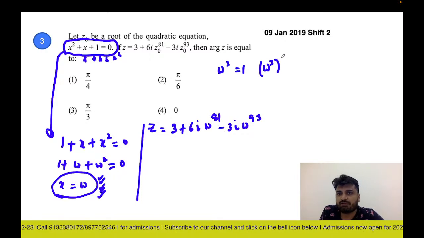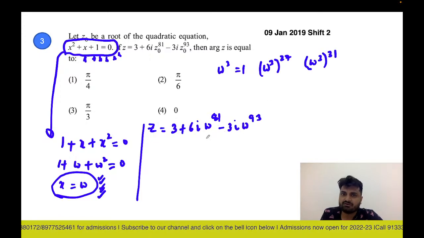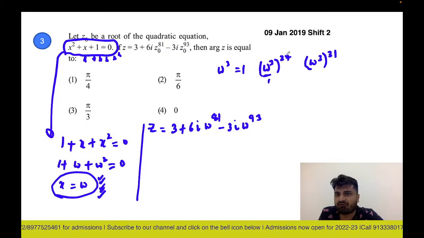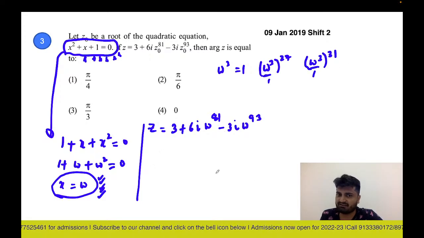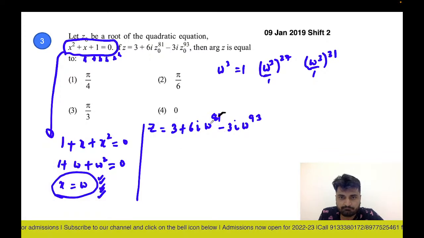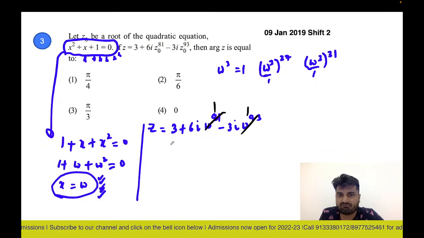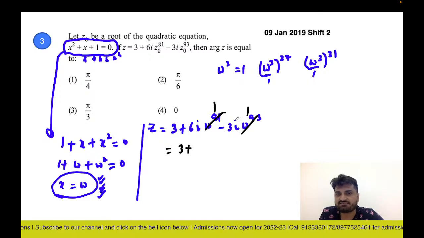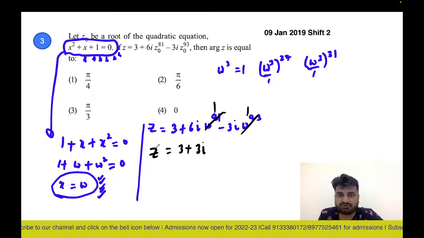So this I can write as omega cube whole power 27. And this I can write as omega cube whole power 31. So omega cube is 1, 1 power 27 is 1, 1 power 31 is also 1. So this portion will be 1, and this portion will also be 1. So I'm getting 3 plus 6i minus 3i, which is 3 plus 3i. So z equals this.